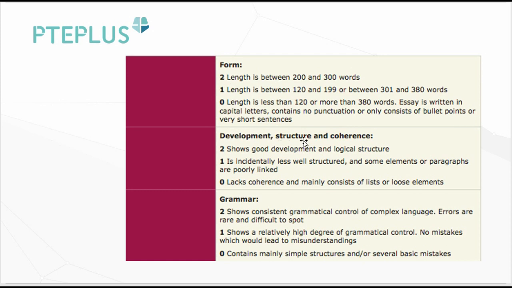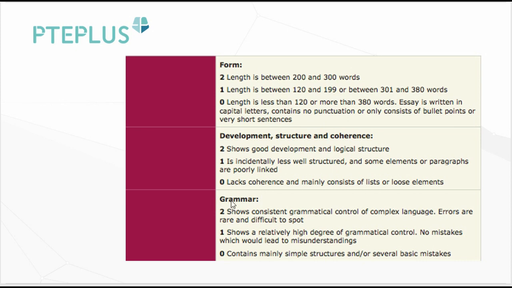In terms of development, structure, and coherence, 2 marks are allocated towards those who show good development and very logical structure. 1 mark is provided if it's less well structured, with some elements or paragraphs that are poorly linked. And obviously you get 0 if you lack coherence and mainly consist of lists or loose elements. So what does this mean? We're going to be discussing that later on.